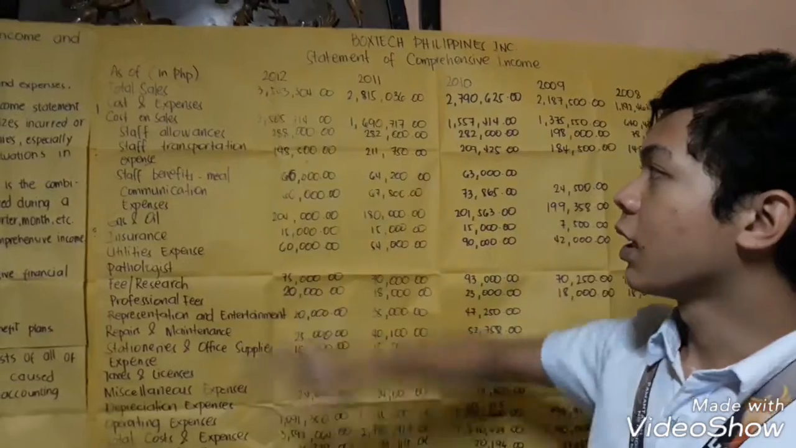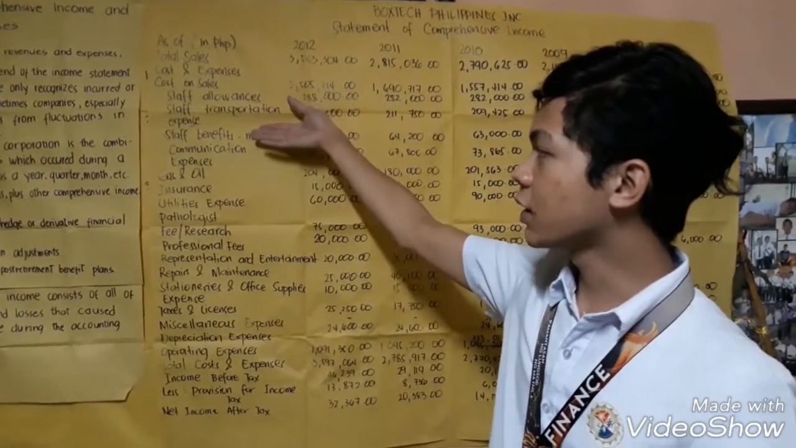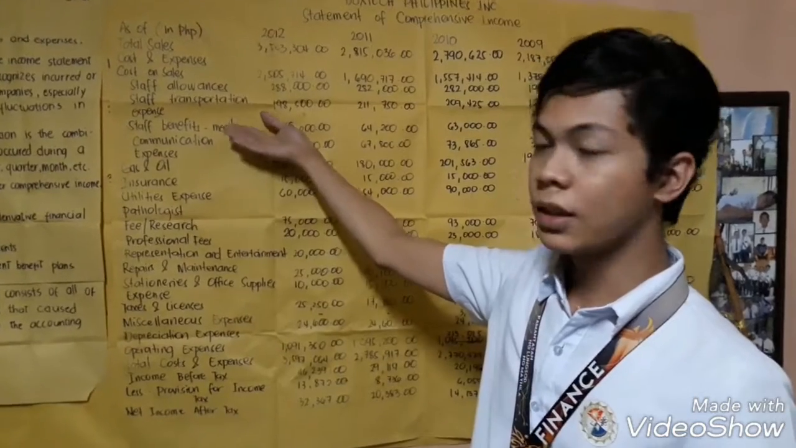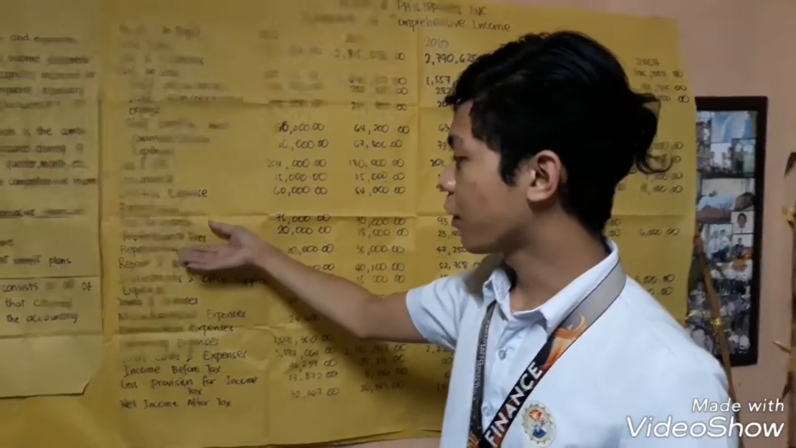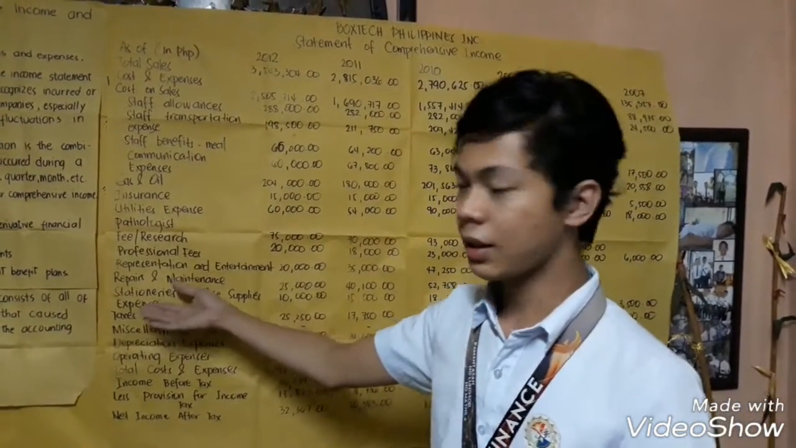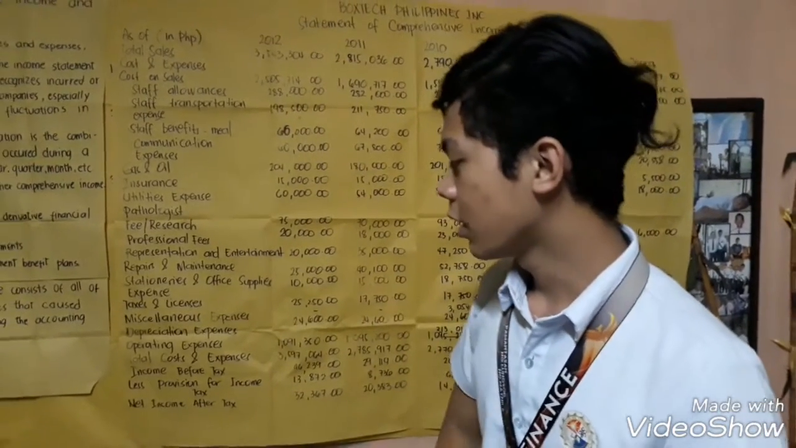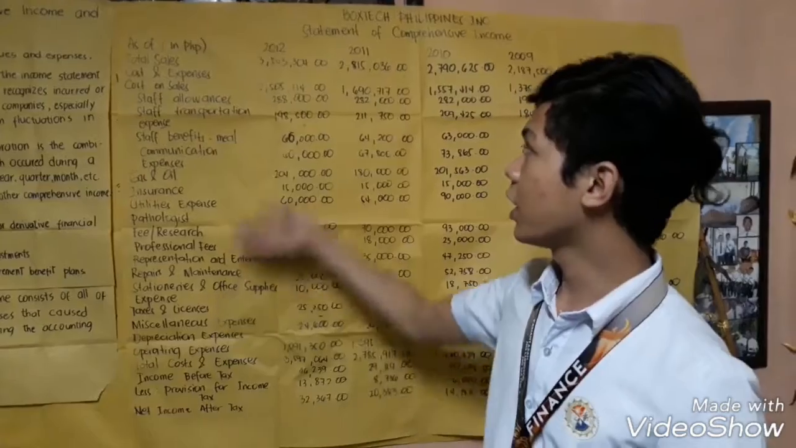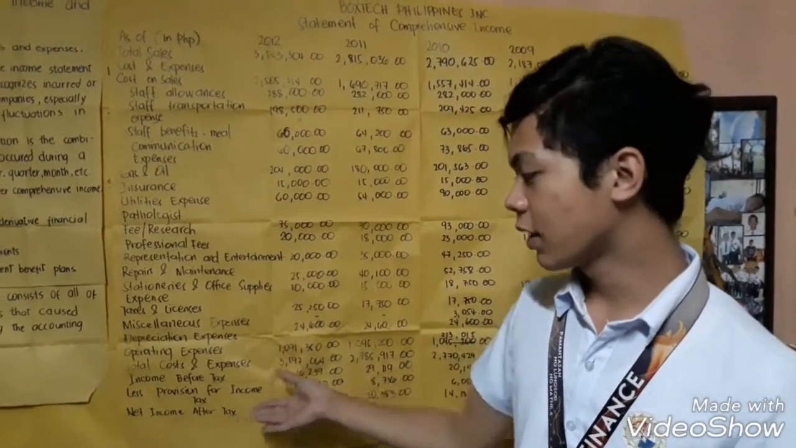So here you can see the total sales of Boxtex Philippines, which is 3.5 million, and the sum of the values of the staff allowances, staff transportation expense, staff benefits meal, communication expenses, gas and oil, insurance, utilities expense, research or professional fees, representation and entertainment, repairs and maintenance, stationery and office supplies expense, taxes and license, miscellaneous expense, and depreciation expense equals the cost of sales. And then the operating expense of Boxtex is 1 million. Less the provision for income tax equals the net income, which is 32,000. That's all. Thank you.